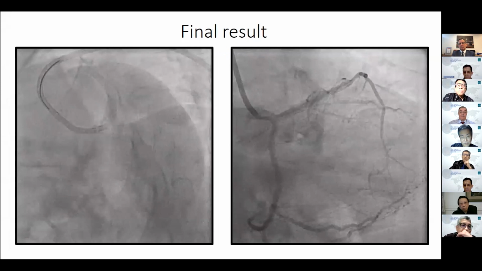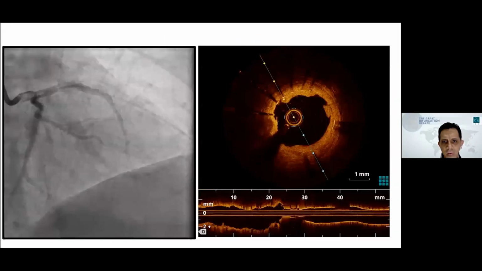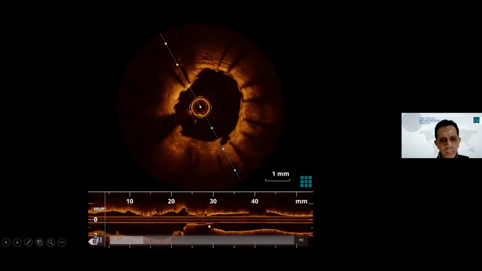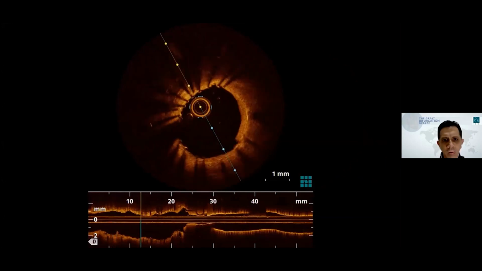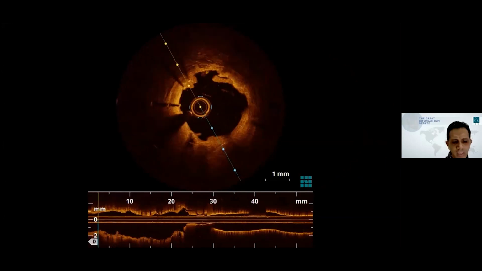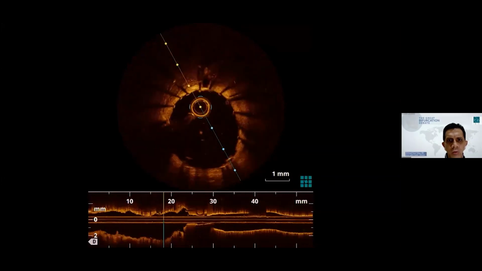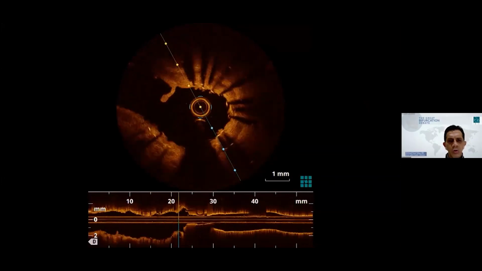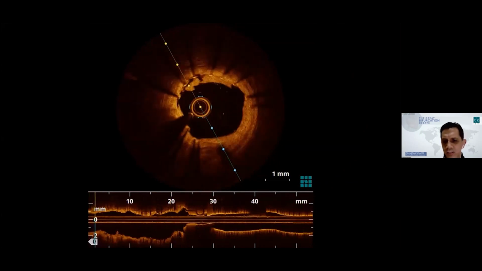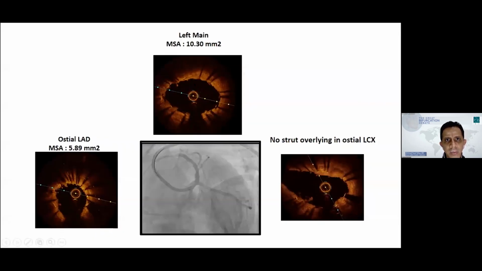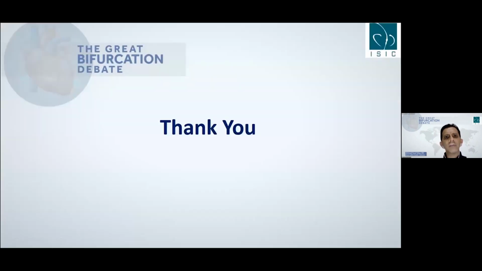Yeah, this is much better. OCT pullback showed the stent looks well expanded. Looking at the ostium of the circumflex afterward, there is no overlying strut in the ostium circumflex. Right. Excellent. This is the MSA at the left main and ostial LAD. We can accept this MSA of 5, quite close to 6 millimeter square. Excellent. That's all. Thank you very much, Dr. Fauzi.